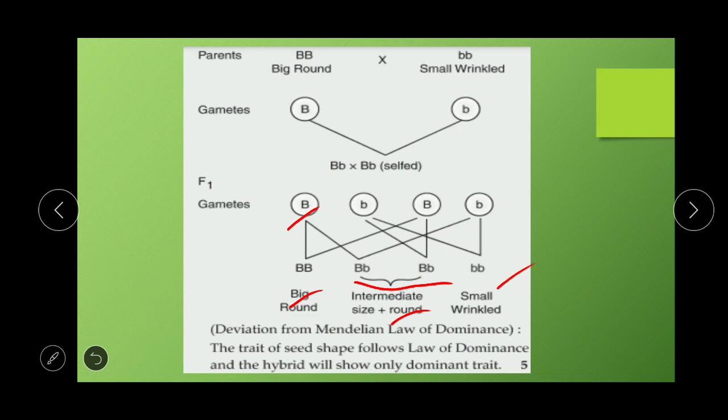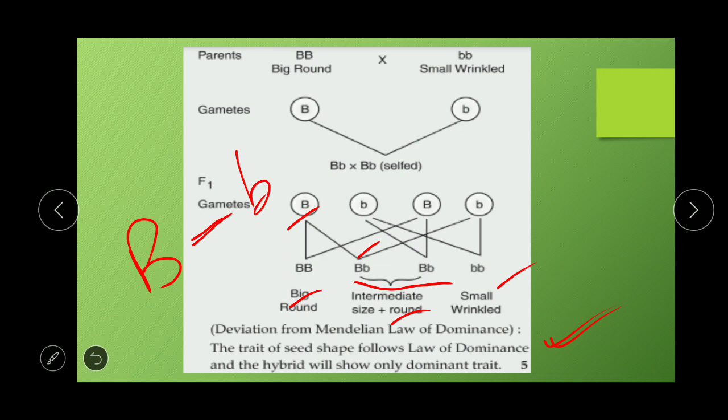Here, this is a deviation from Mendel's law of dominance. How is it a deviation? Because the capital B is there, but it is not able to show its dominance completely. That's why this is a deviation. And this is also an example of pleiotropy, because the single gene is controlling the seed shape, round or wrinkled, and also the size, big or small. Again this is a deviation from Mendel's law, because the capital B gene is not completely dominant over the small b. That's why this is an example of incomplete dominance.